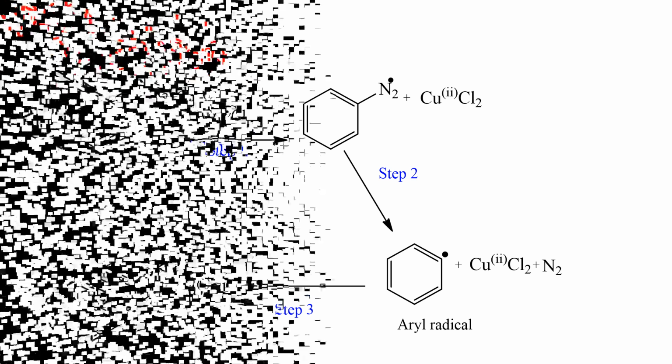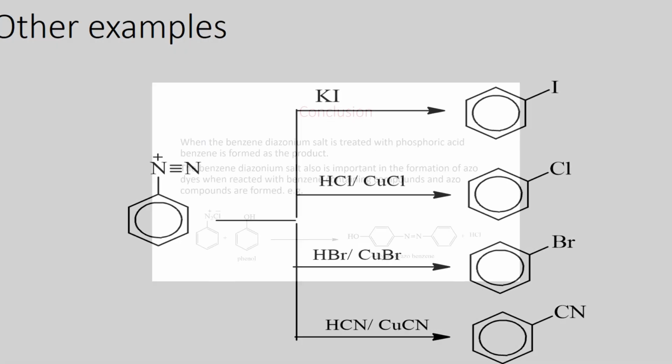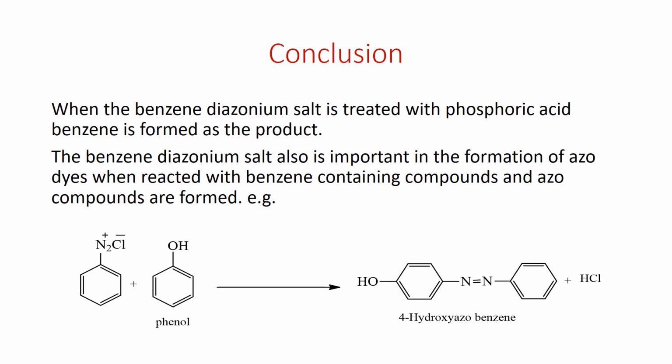We have several examples. When we treat the benzene diazonium salt with potassium iodide, we get iodobenzene. We have seen this one: when we treat it with HCl and copper(I) chloride, we form chlorobenzene. Hydrogen bromide and copper(I) bromide, we form bromobenzene. Hydrogen cyanide and copper(I) cyanide, we form benzonitrile. So these reactions were suggested by Sandmeyer, as communicated earlier.